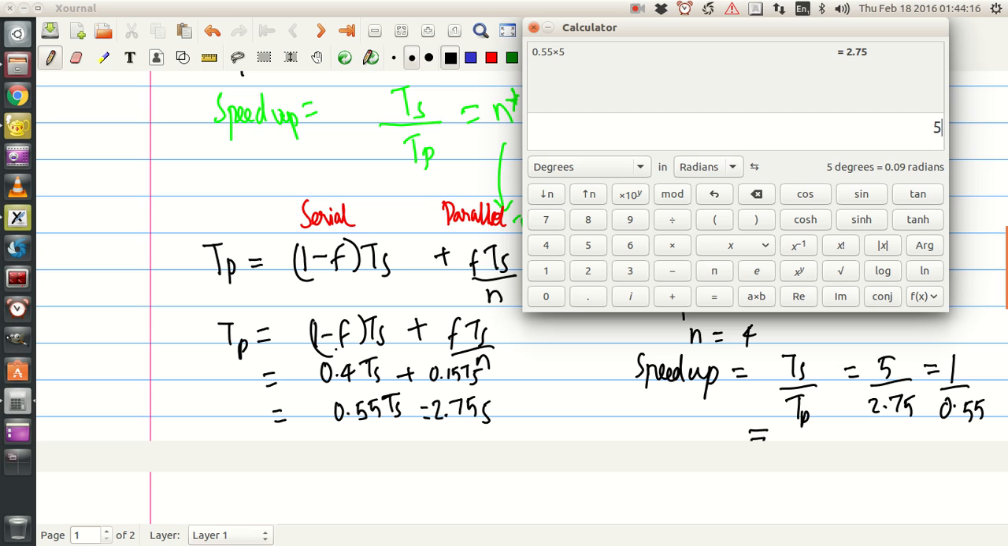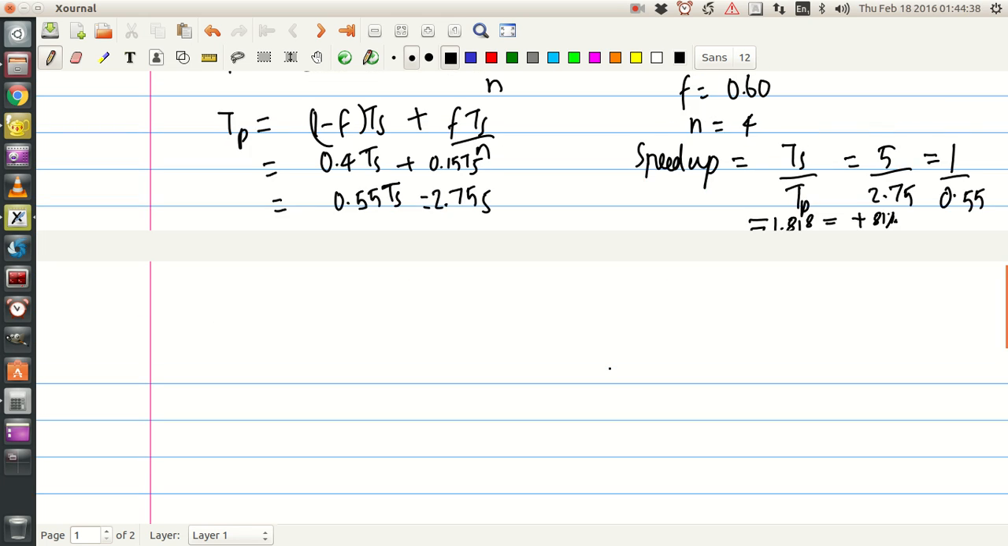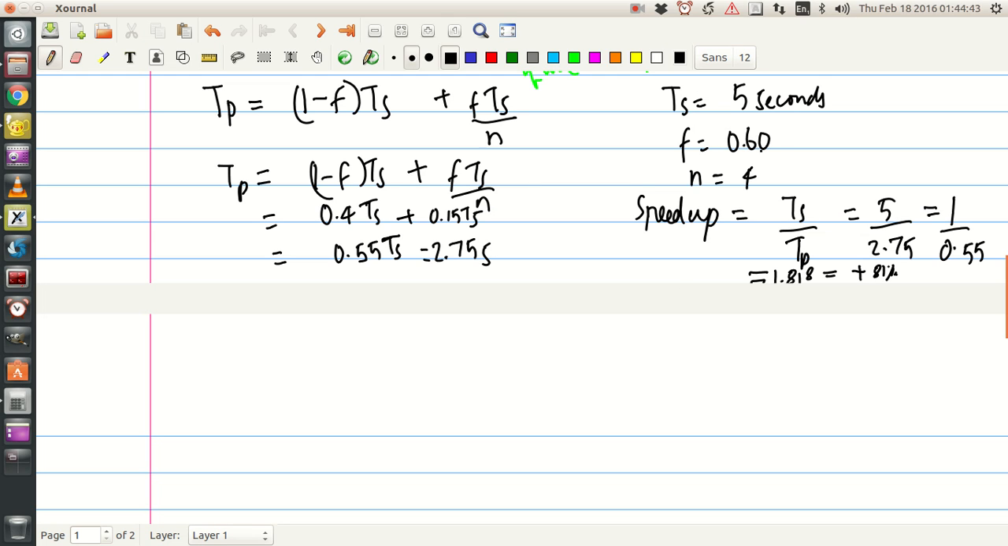5 divided by 2.75 is 1.818, which means you get an additional 81% speed up approximately. That's the speed up you get for 60% of your code, and that is it.